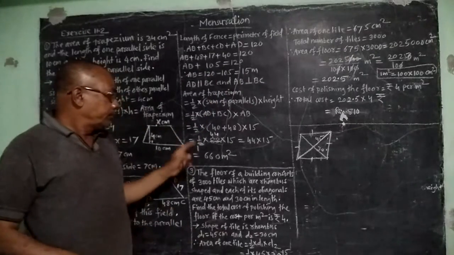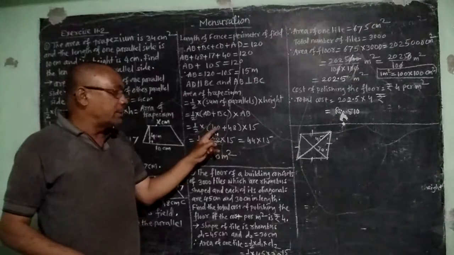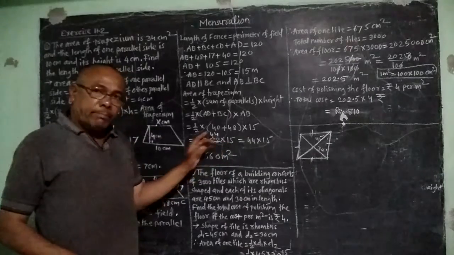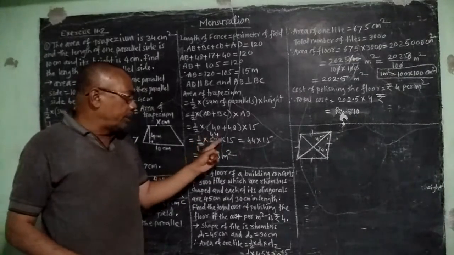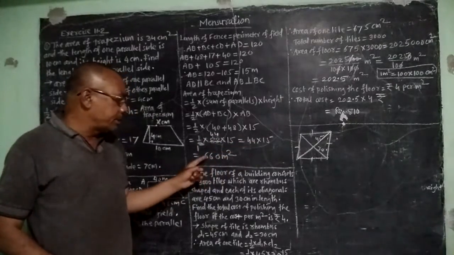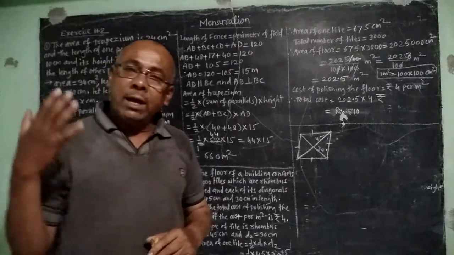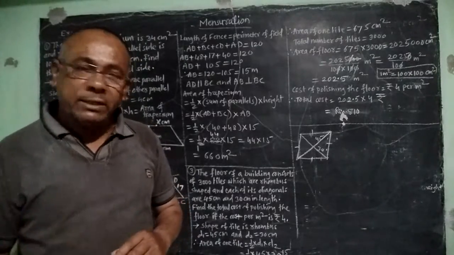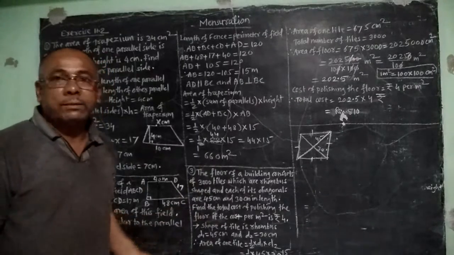So here 1/2 into 88, that is 40 plus 48 is equal to 88, into 15. By dividing 88 by 2, we get 44 into 15. 44 into 15, and the multiplication is 660 meters square, and therefore the area of the trapezium shaped field is 660 meters square.